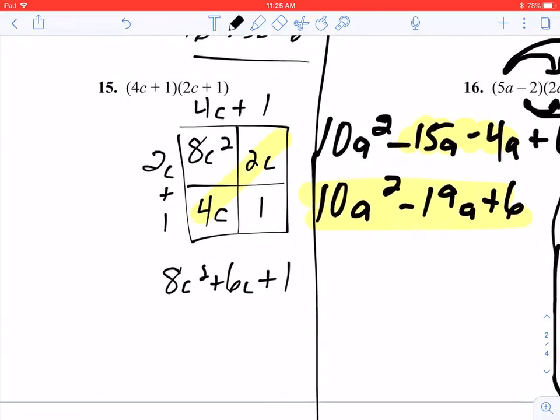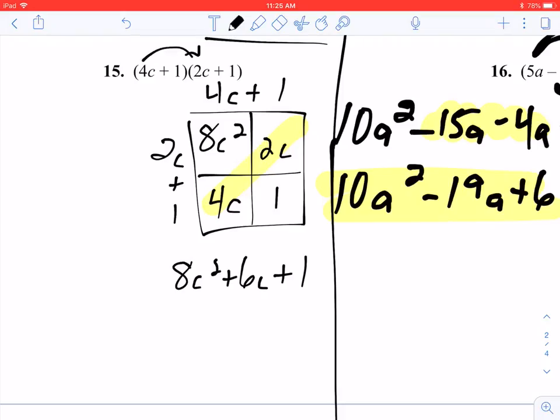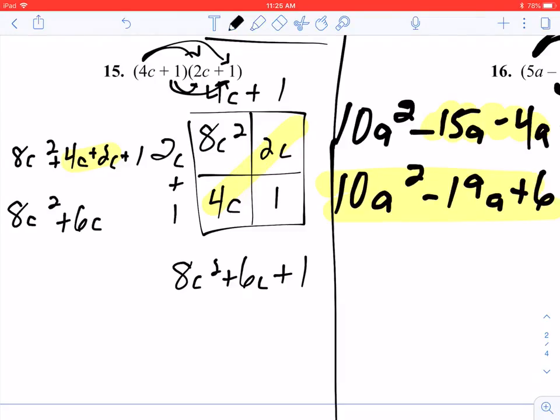Now moving to the FOIL method, first then the outer. So 4c times 2c is 8c squared. 4c times 1 is 4c. And then we have 1 times 2c and then 1 times 1. 1 times 2c is 2c. 1 times 1 is 1. These are our like terms right there. So we have 8c squared plus 6c plus 1. And as you can see, no pun intended, those two are the same.